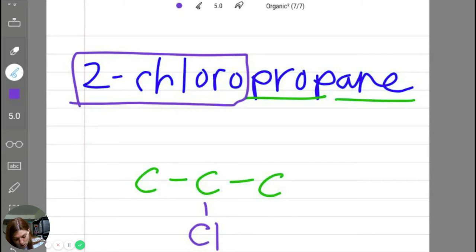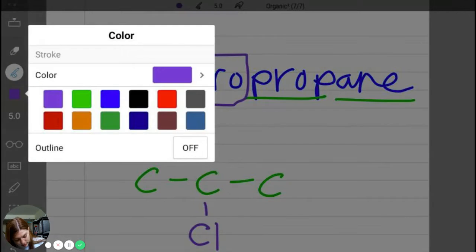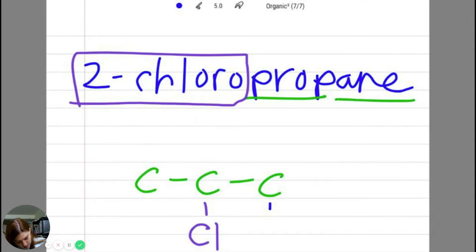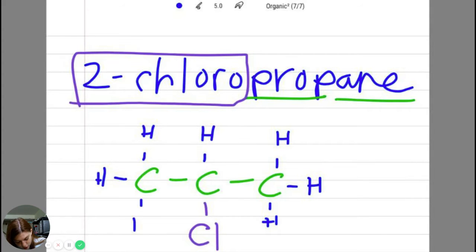And now I just need to fill in hydrogens to show that this guy is actually bonded. So you should remember that carbons bond 4 times, so each carbon needs to have 4 bonds. And you should remember all the way back from bonding that chlorine just likes to bond once. So chlorine does not get any hydrogens attached to it. It just bonds once to the carbon, and that is it. So that is what 2-chloropropane would look like.